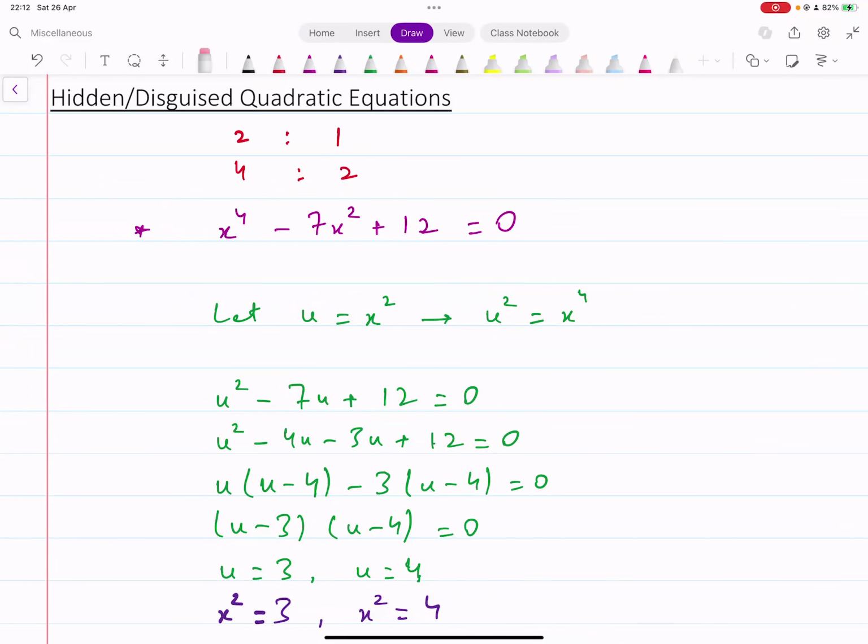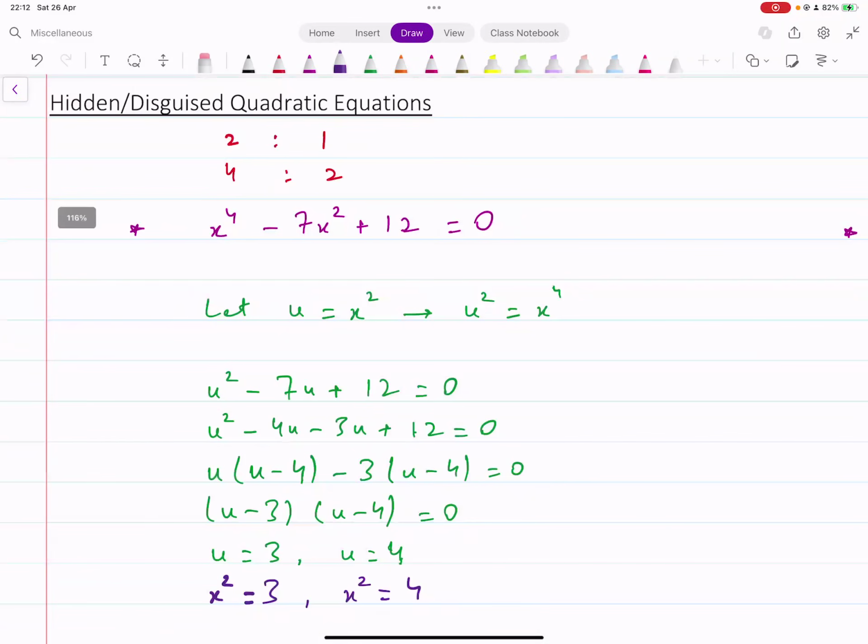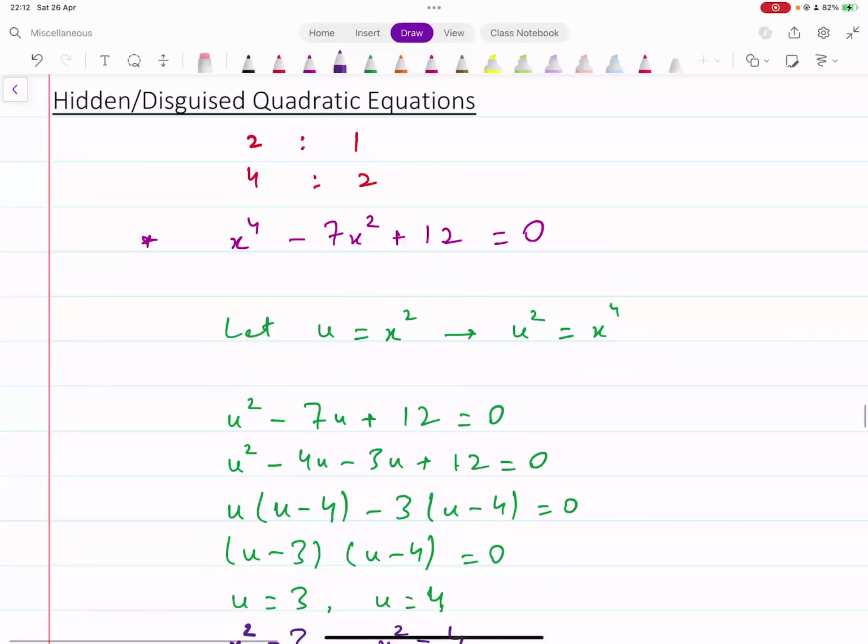We can think of it as a quadratic equation. It's a hidden quadratic. How do we do that? And how do you figure out if it can be converted to this form? The powers should be in the ratio 2:1. One power should be twice the other power. So in this case, one power is 4, the other power is 2. One is twice the other.